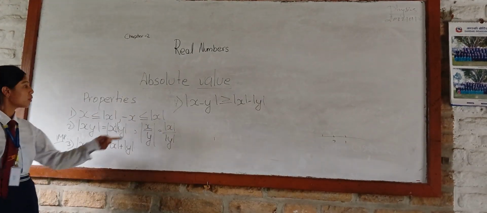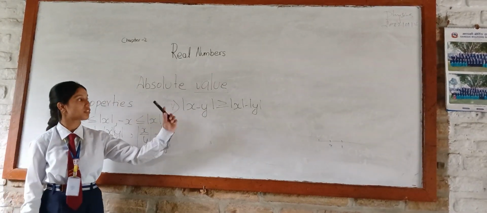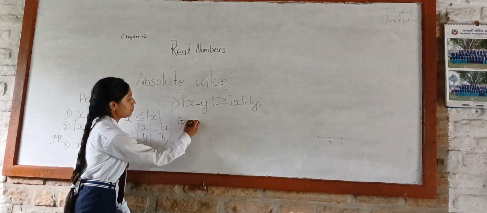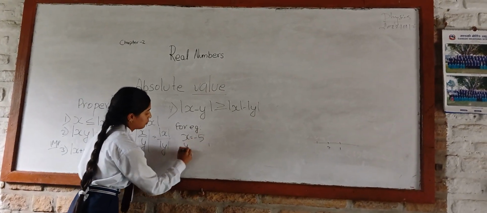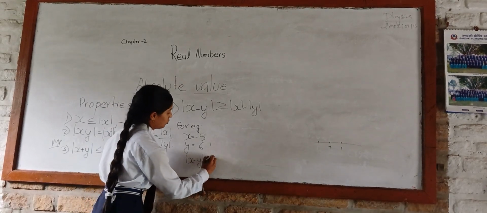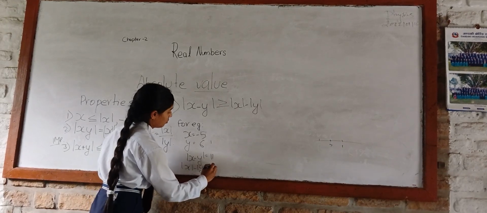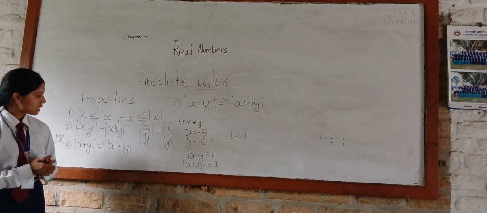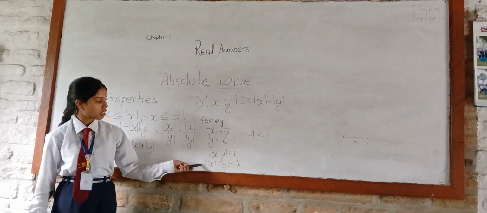Next property is just the opposite of the third property. The next property says that the absolute value of the difference of two numbers is always greater than or equal to the difference of the two absolute values. From the same example, so from the example also we can see that the absolute value of the difference of two numbers is always greater than the difference of the two absolute values.